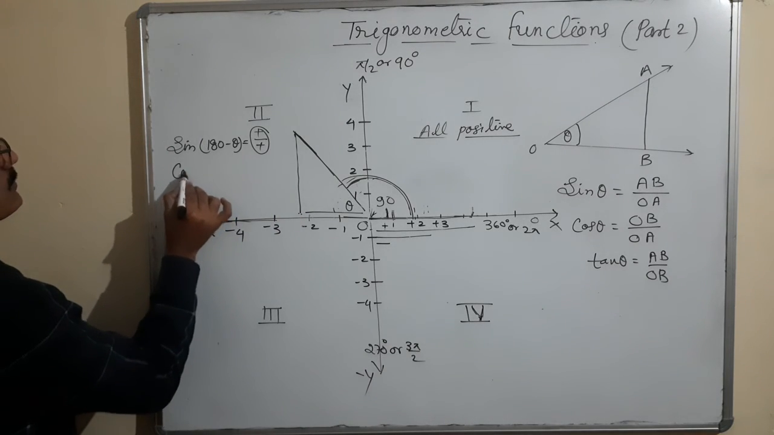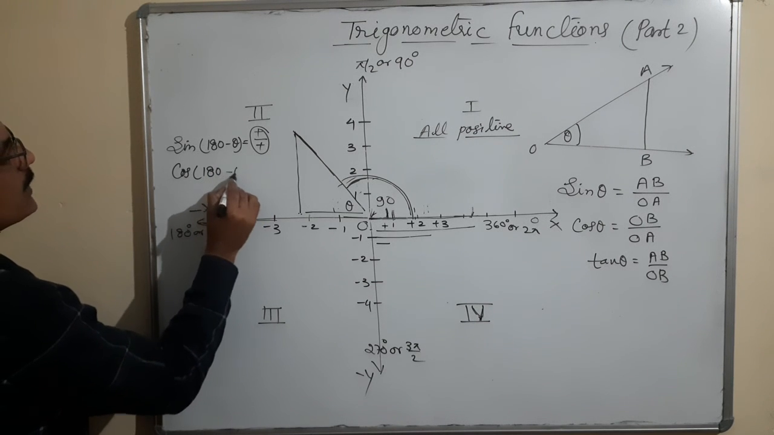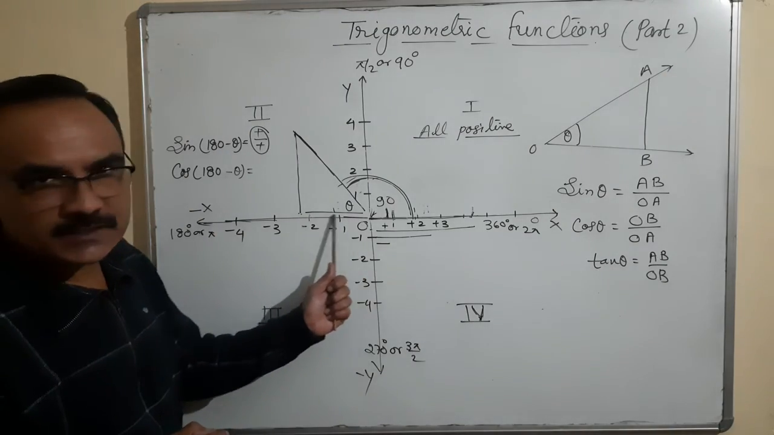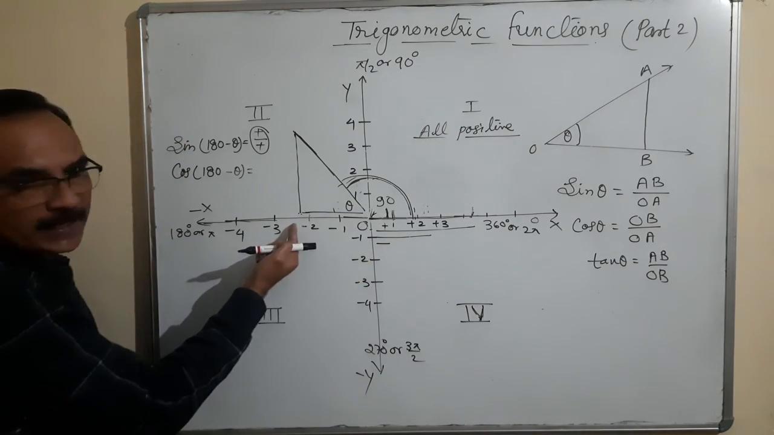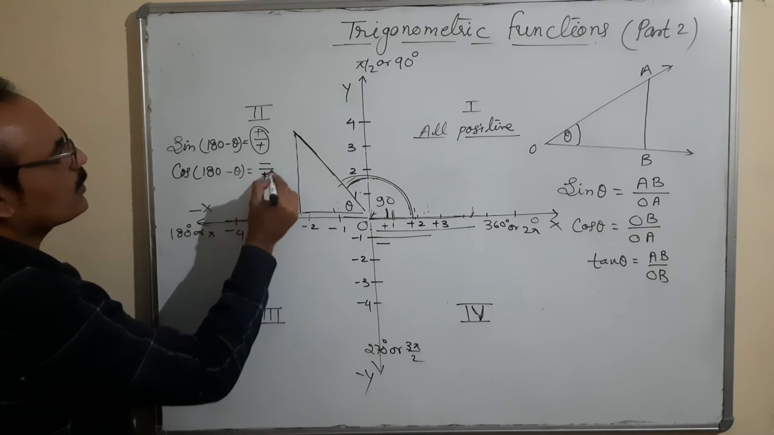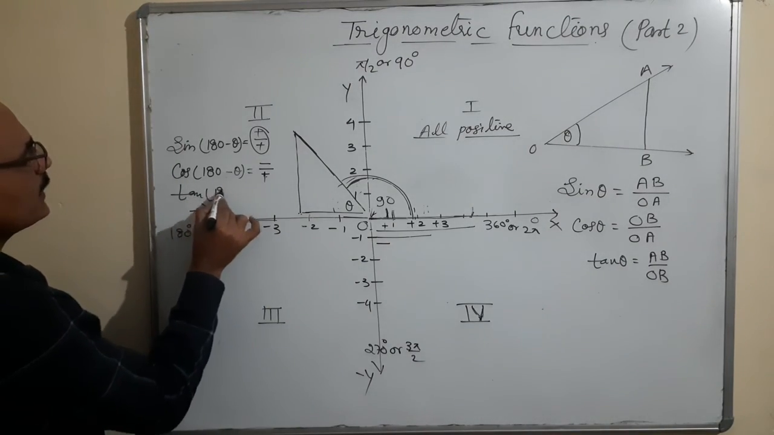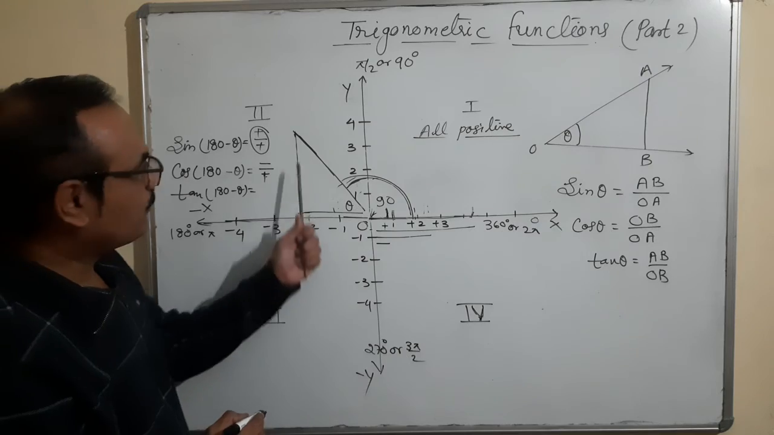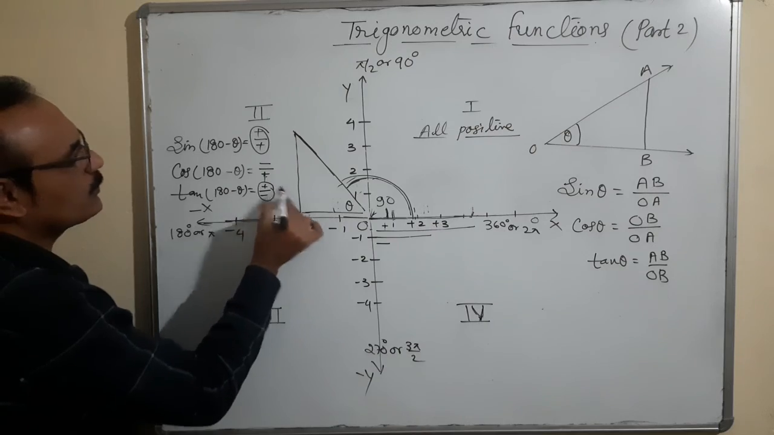I'll take here cos 180 minus theta. What is cos 180 minus theta? When we are talking about cos, adjacent side upon hypotenuse, this base is treated as negative because this is the minus x-axis. So that is negative, upon positive. So the overall value is negative. Same as when we are taking tan 180 minus theta. Tan is perpendicular upon base. Perpendicular is positive, but base is negative. So overall this value is negative.